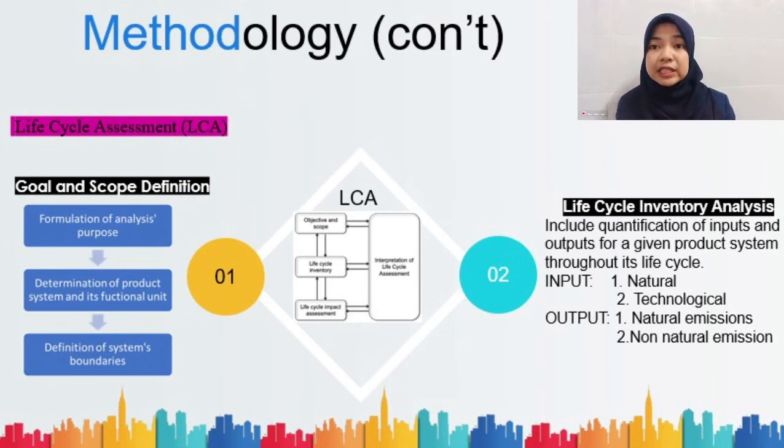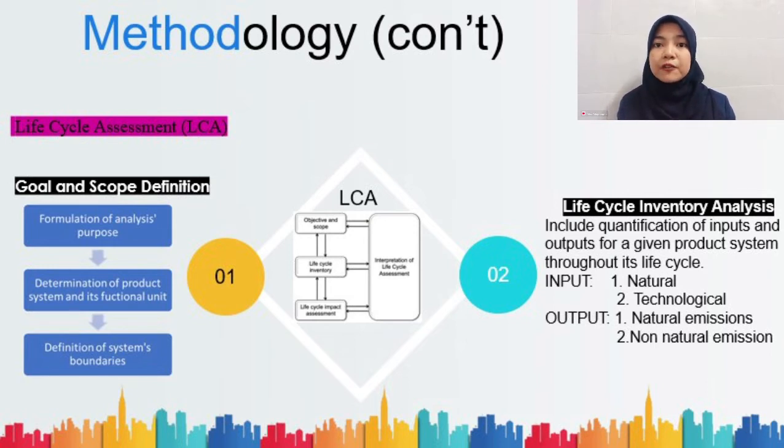It involves a series of steps, including the formulation of the analysis purpose, the definition of a product system and its functional unit, and definition of the system boundaries. The second phase of the LCA is life cycle inventory (LCI). It includes the collection and quantification of output and input for a given product system throughout its life cycle, with the input and output given to each unit process individually.